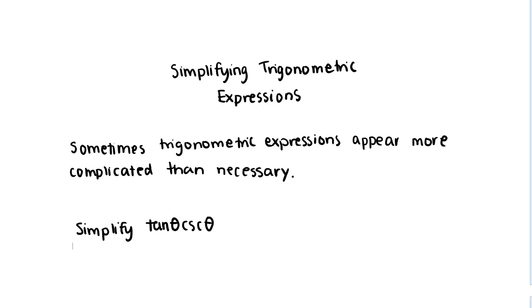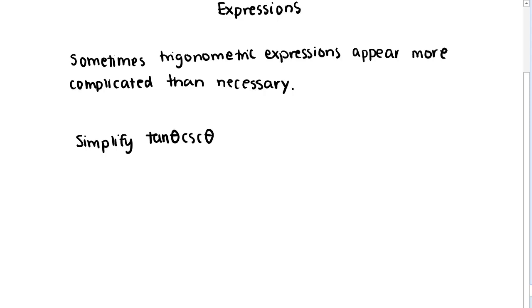I like to start off by saying that sometimes trigonometric expressions appear more complicated than they need to be, right? They're all defined in terms of sine and cosine, and so maybe there's some cancellation that can happen. For example, if I take the expression tangent of theta times cosecant of theta, notice that tangent of theta can be rewritten as sine of theta divided by cosine of theta. That's really one definition for what tangent of theta is. And cosecant of theta, well, that's the reciprocal function for the sine function, right? So this is the same as 1 over sine of theta.